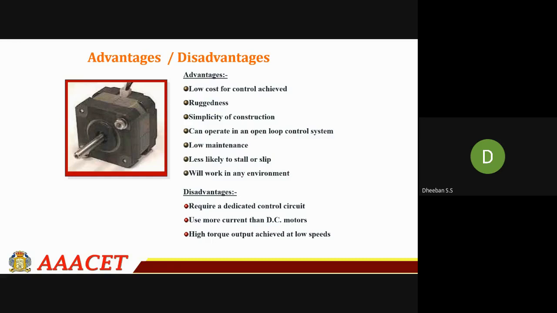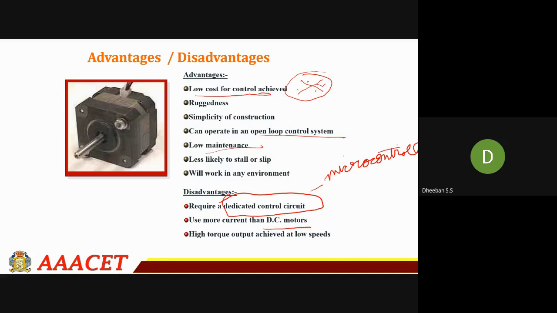Coming to the advantages, they are low cost. This is the main advantage. They are simple in construction, can operate in open loop, and need low maintenance. The main disadvantage is that they need a dedicated control circuit, like microcontrollers. They also use more current than normal DC motors.